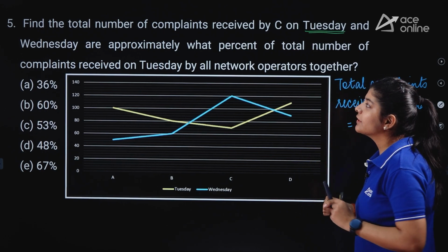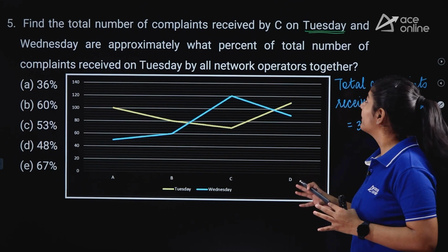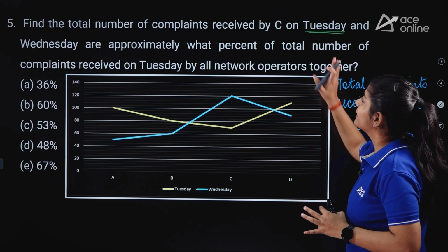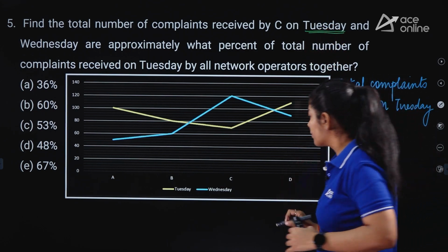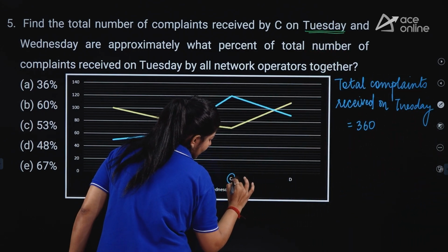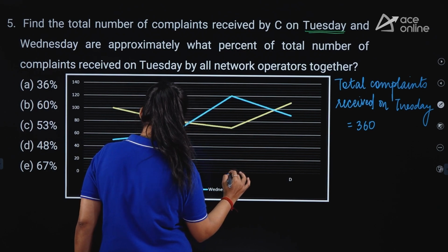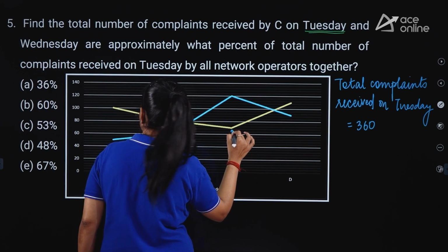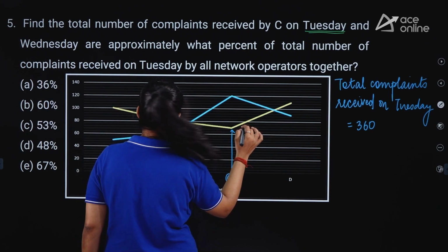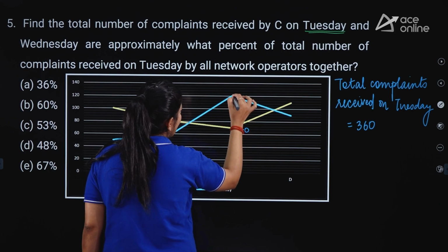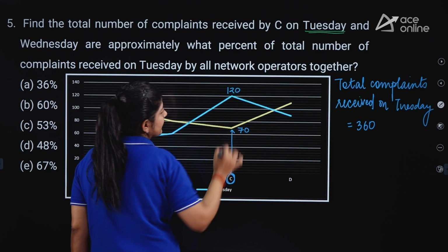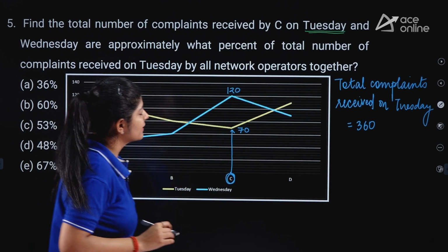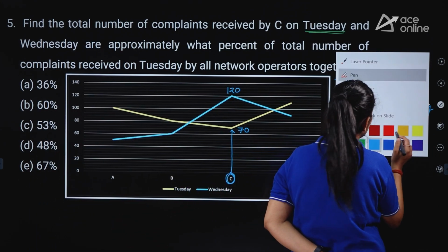Now, the question says that we have to find out the approximate value of the complaints received by C on Tuesday and Wednesday. So here we have C. On Tuesday we are getting 70 complaints, and on Wednesday we are getting 120 complaints.